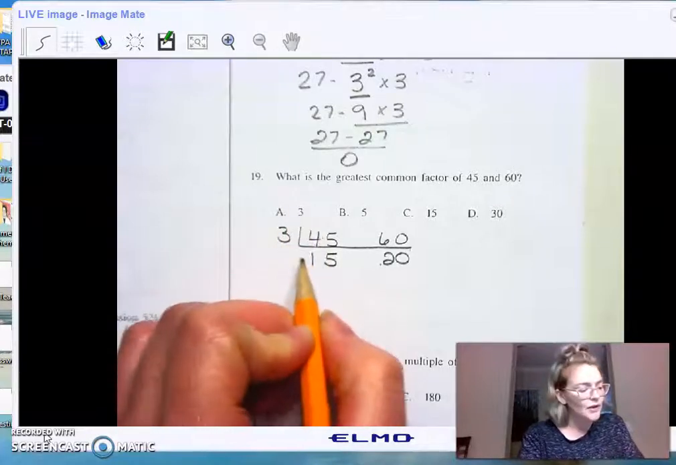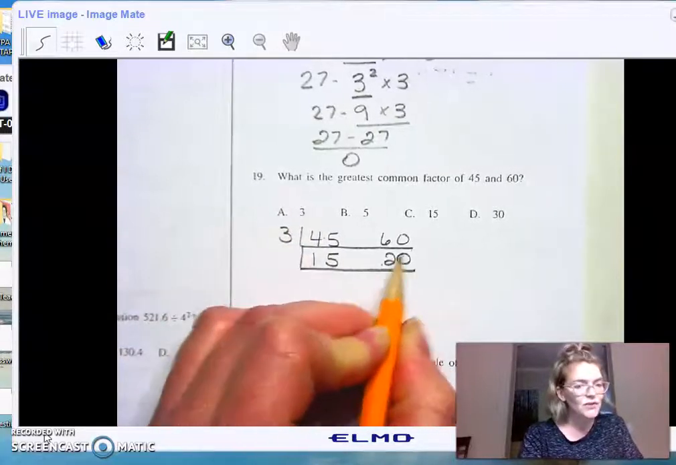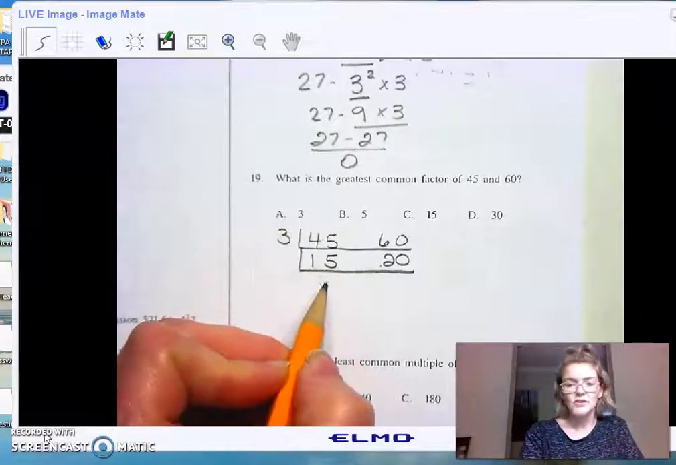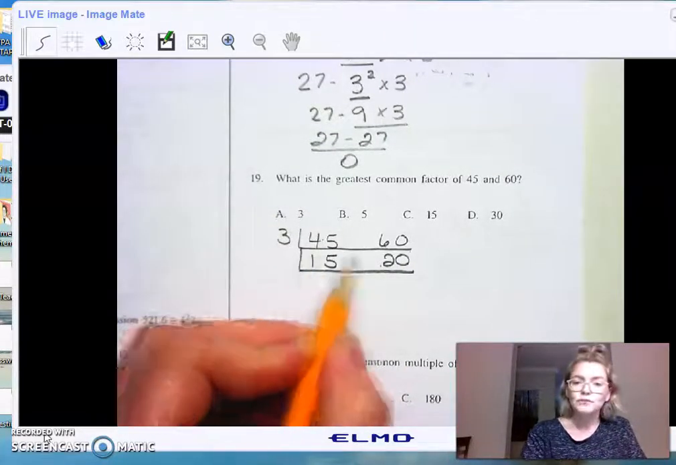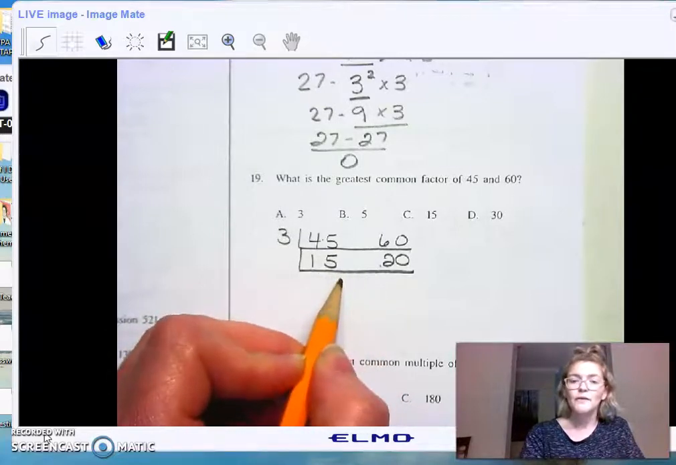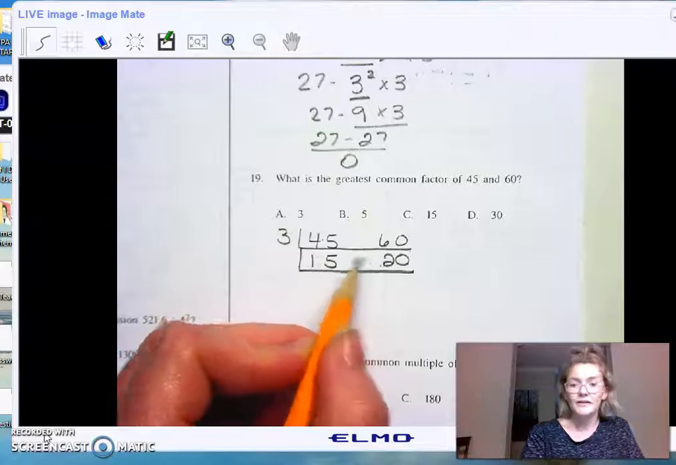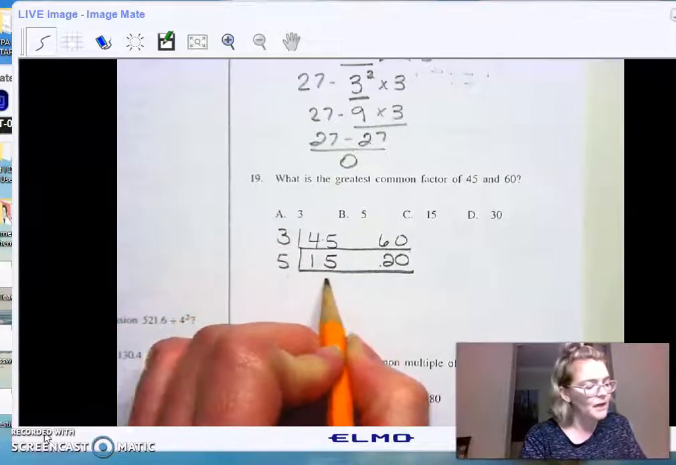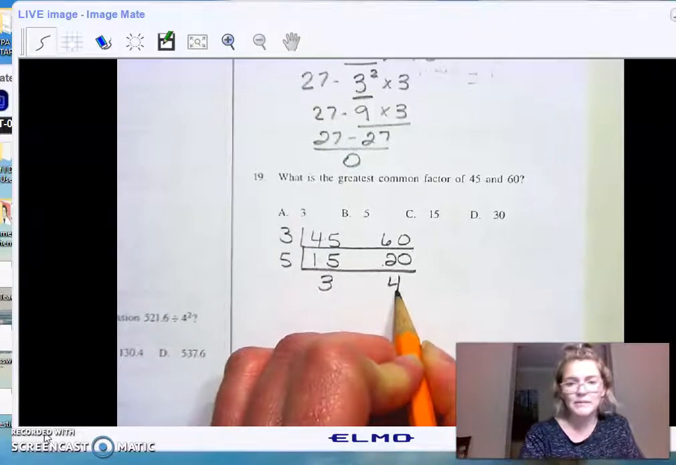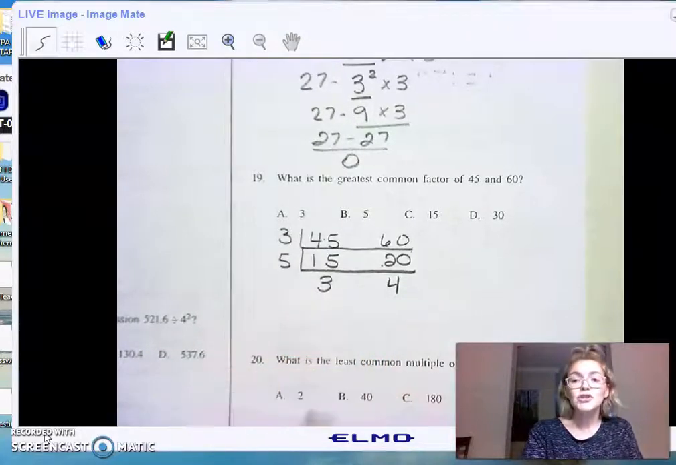Then I draw another tier because these two still have more common factors. So the next one, I'll just go down the list again. 2 is not a common factor. 3 is not a common factor. 4 is not a common factor, but 5 is. So we're going to take 5 and put it here. 5 times 3 gets me to 15, and 5 times 4 gets me to 20. 3 and 4 do not share any common factors besides 1, so I stop.